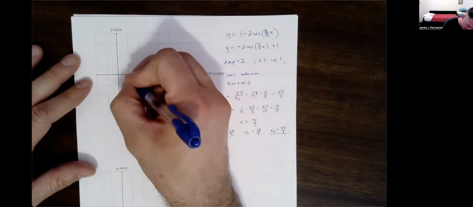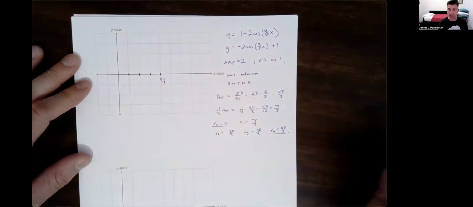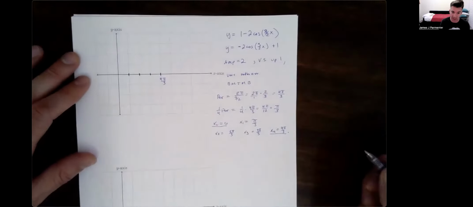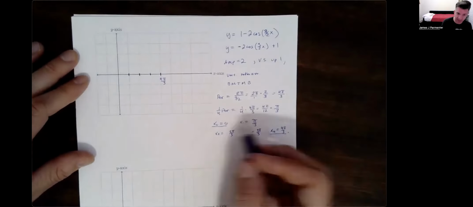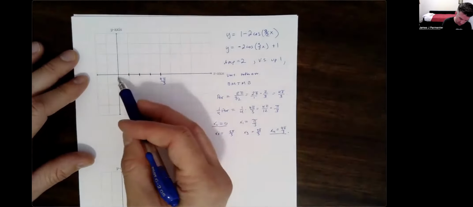I might not actually label these here because it might get kind of messy, so I'll wait to label them, or just kind of make it easier. If I've written this over here, I think it's sufficient to be like, yeah, there's x sub 0, 1, 2, 3, and 4.